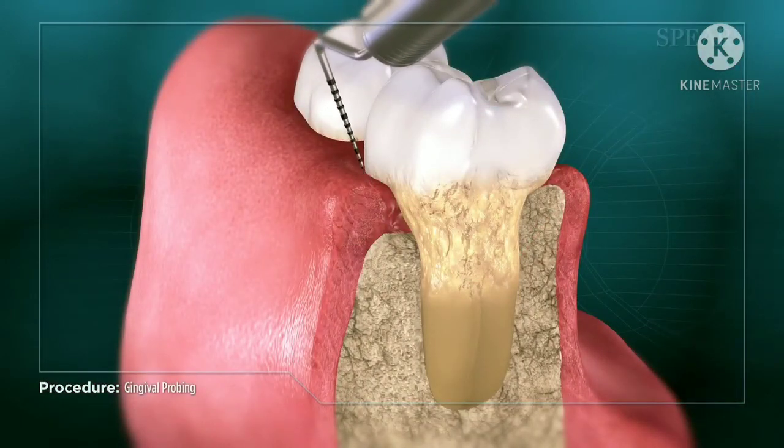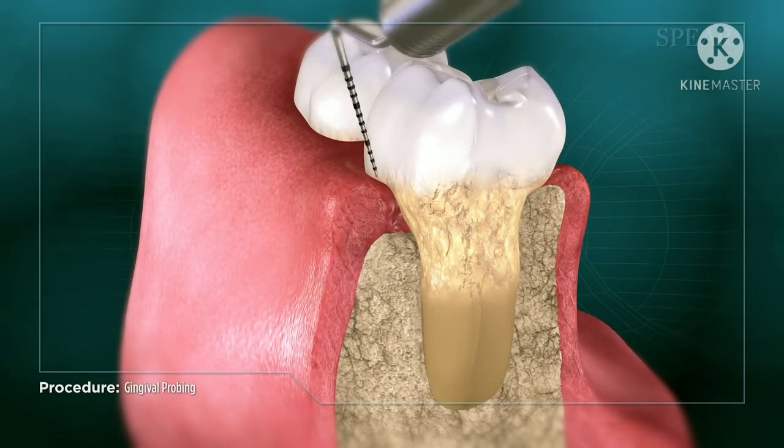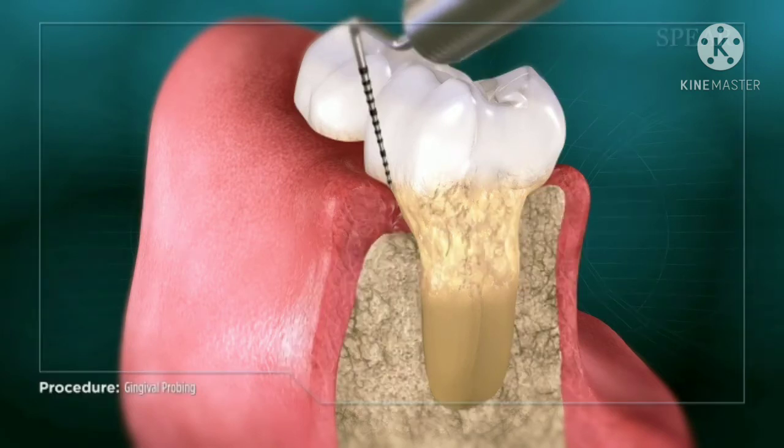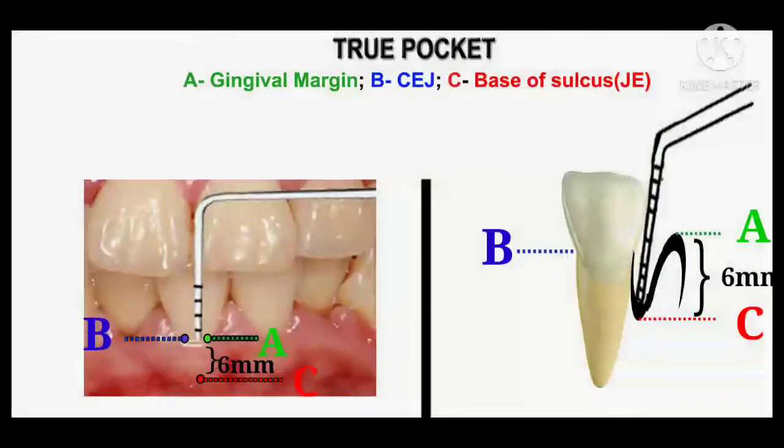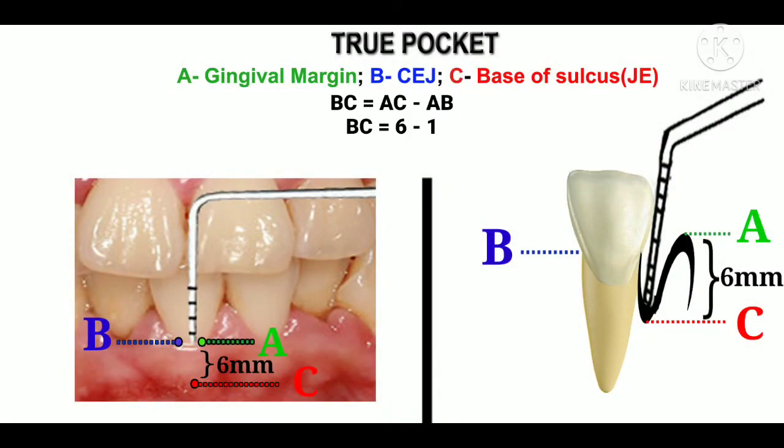See, here we can feel the CEJ. Now, the probe is stopped near the CEJ and the distance from the gingival margin to the CEJ is recorded. Here, in this case, it is 1 mm. The second value, that is 1 mm, is subtracted from the first value, that is 6 mm, to obtain the clinical attachment loss, which is 5 mm.